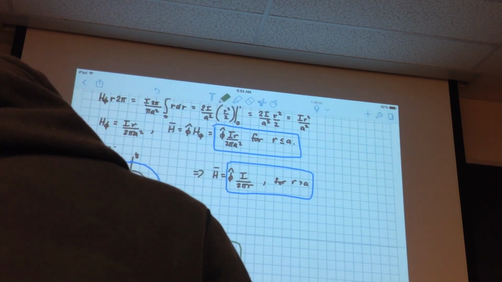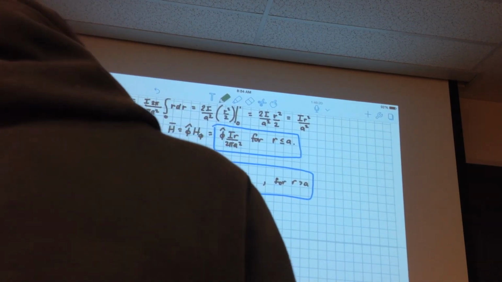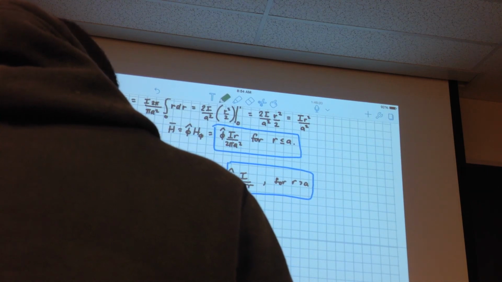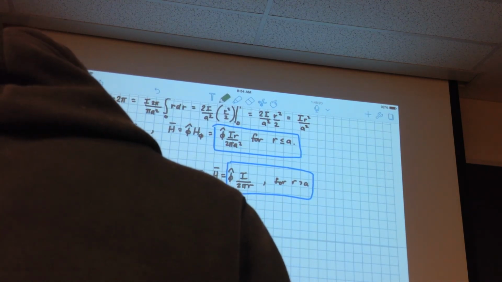So I think you can take Ampere's law as the analog of Gauss's law, right? Works a lot like Gauss's law. If you can argue some symmetry, then you can solve these problems very quickly by picking the proper Amperian contour.